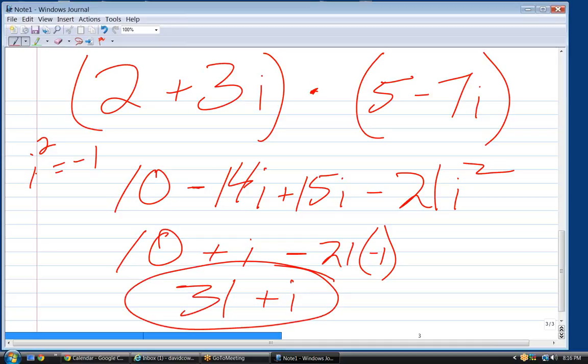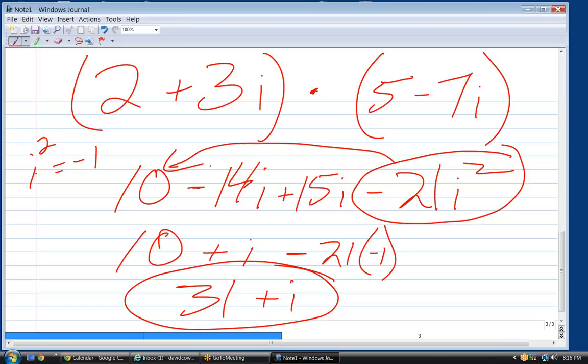Okay, so if there's an i squared in an equation, you can just substitute it for a negative 1. You always need to. Don't ever leave an i squared without substituting negative 1 for it. It turns the i squared into a real number. In other words, negative 1 is real, so I can then combine that with the other number. And that's a lot simpler.